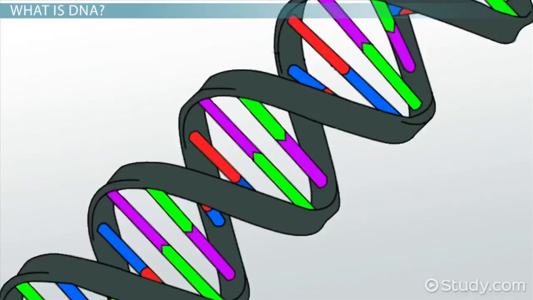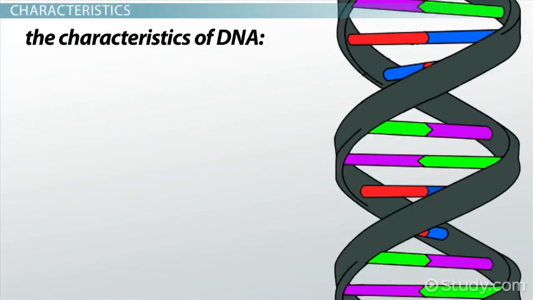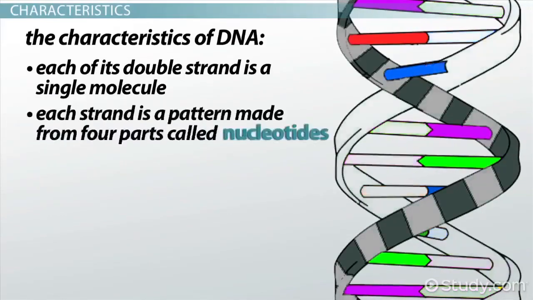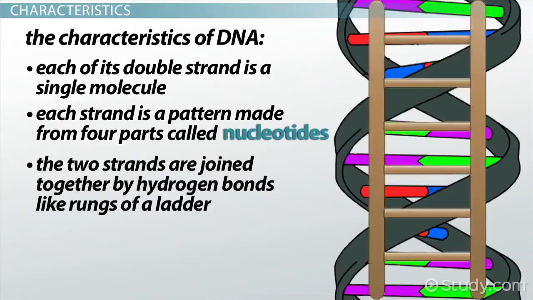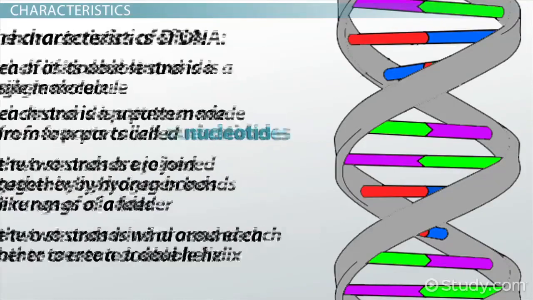Let's find out what the characteristics of DNA are. The characteristics of DNA include: each of its double strand is a single molecule. Each strand is a pattern made from 4 parts called nucleotides. The 2 strands are joined together by hydrogen bonds like rungs of a ladder. The 2 strands wind around each other to create a double helix.